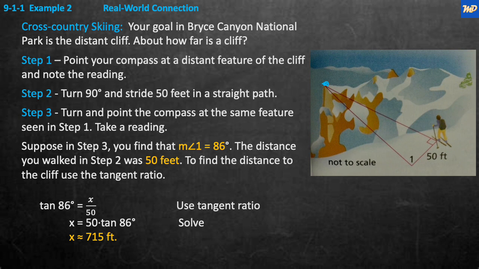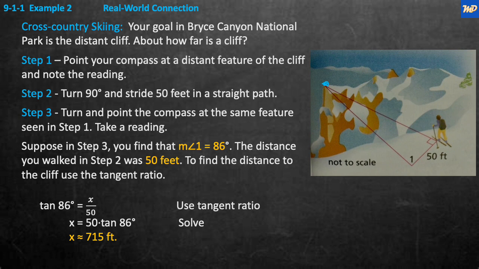He's not going to fly, so he's going to go down the hill and back up the other side. But let's assume he could fly through the air directly, and he wants to know the distance from where he is to where that peak is over in Bryce Canyon National Park. How far away is that cliff?